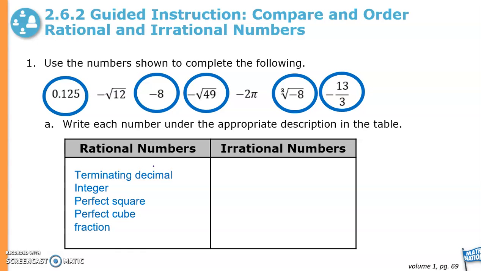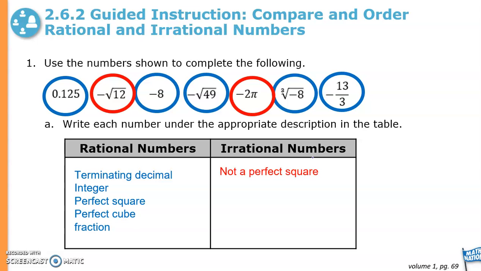Also in that group, even though we don't see it, we would include repeating decimals, like 0.125 with a bar above it. Then the numbers that are left, the negative square root of 12 and -2 pi, both belong to the irrational numbers. 12 is not a perfect square. It's not a 3 times 3 or 4 times 4. The negative out front doesn't change that. 12 is not perfect, so it's an irrational number.